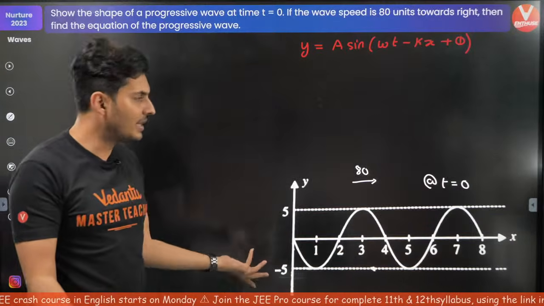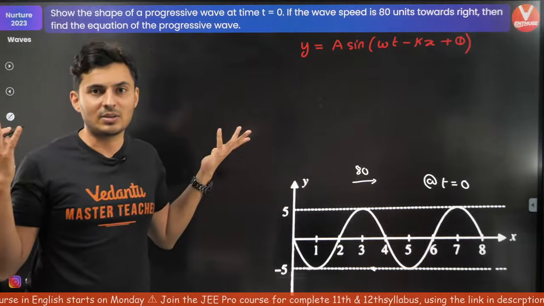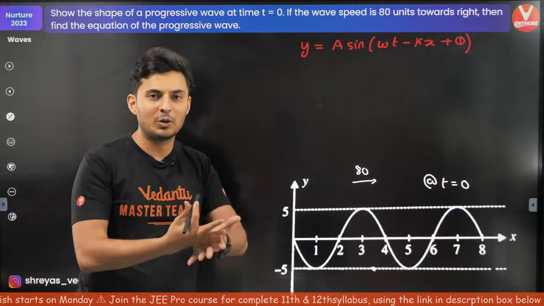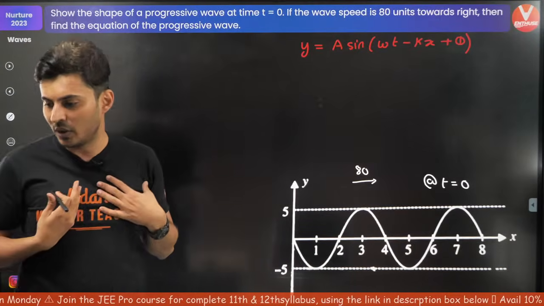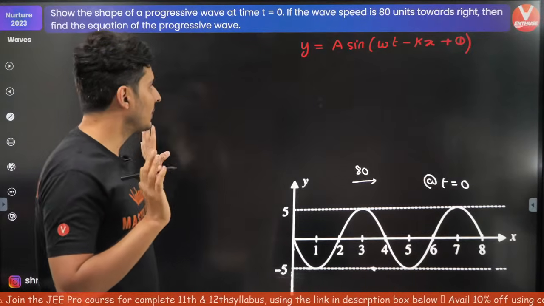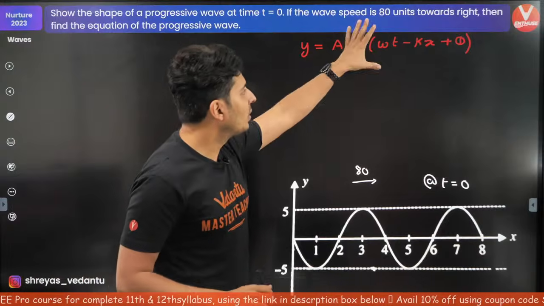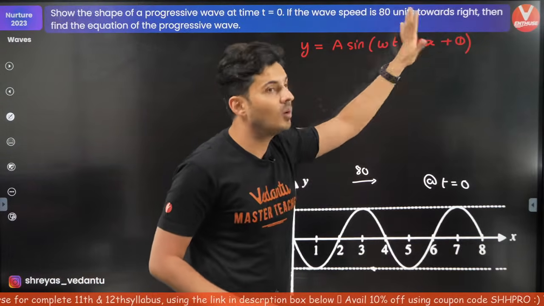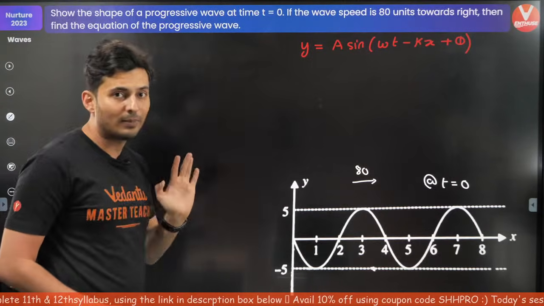I don't know, this is at t is equal to 0. I don't know what's the phase constant. It could be pi, it could be 2 pi, it could be pi by 3, pi by 2. I do not know that. Let's figure this out. I don't know what is a, I don't know what is omega, I don't know what is k, I don't know what is phi. Let's find this out one by one.